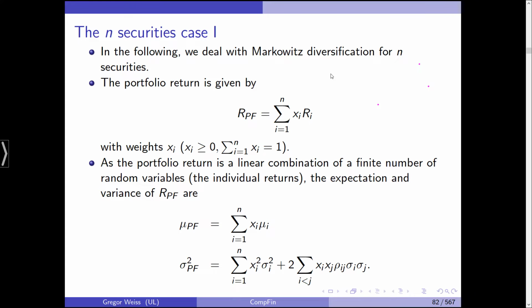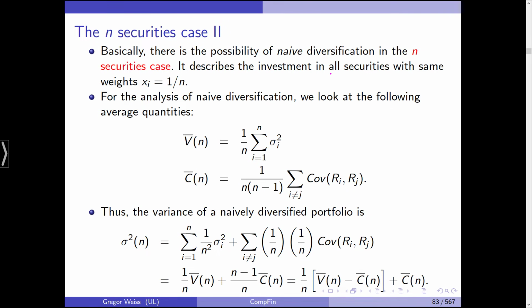Why? Because if you take the covariance between 1 and 1, this is just the variance. We already have that in our expression here. And the covariance between 1 and 2 and 2 and 1 are identical, so we don't need to put this here in the sum. We can just multiply it with 2. So this is the variance of the portfolio return, and these are the two metrics that we need.